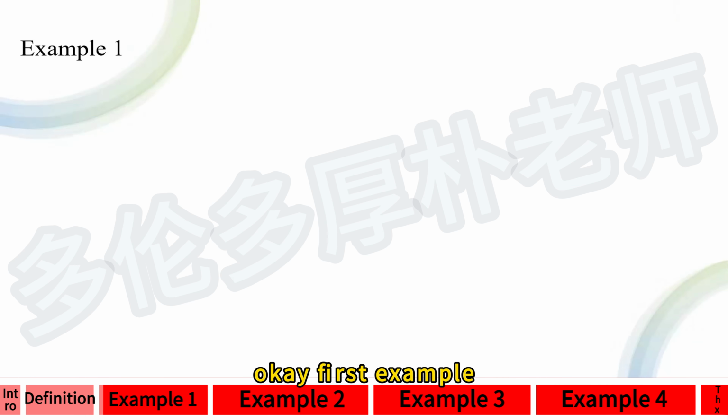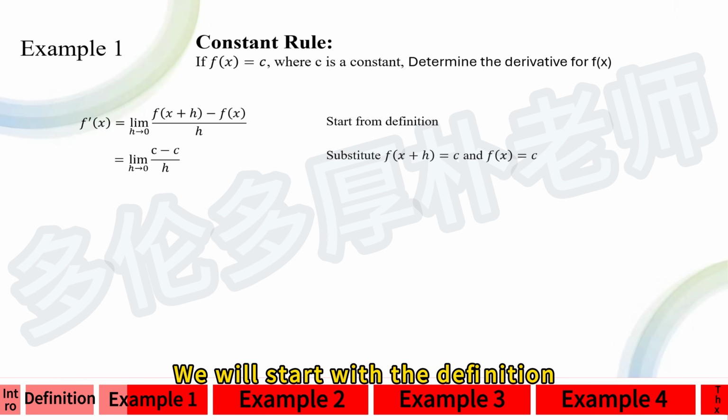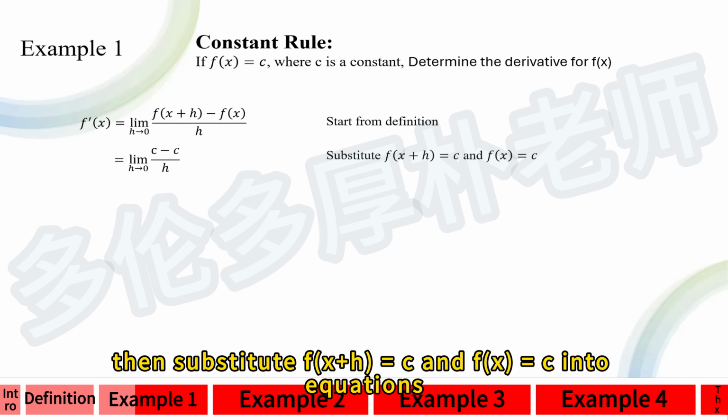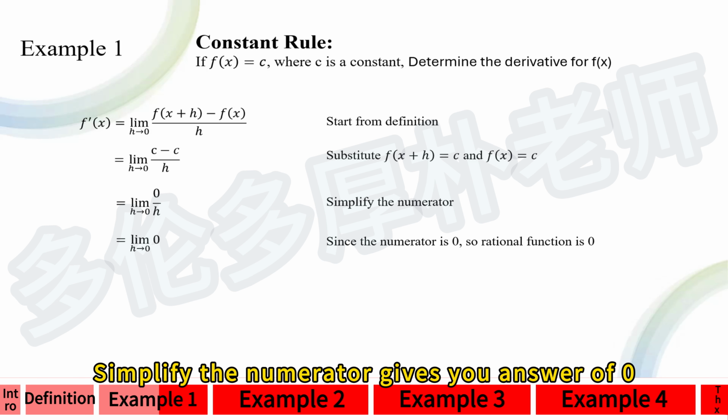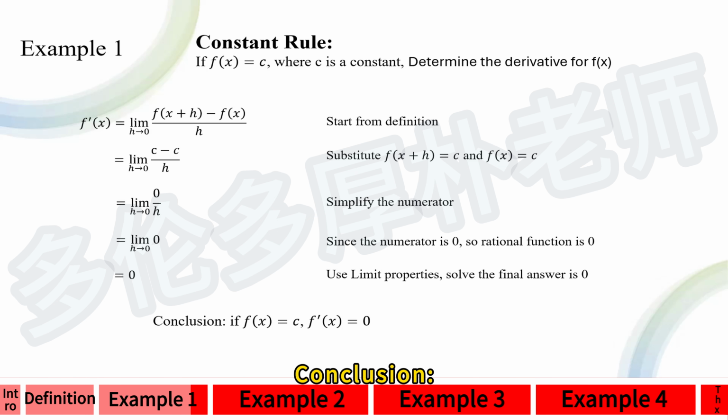Okay, first example, constant rules. If f(x) is a constant, determine its derivative. We will start with the definition, then substitute f(x+h) is c, and f(x) is c into the equation. Simplify the numerator, which gives you the answer of 0. Use the limit properties, the final answer of f'(x) is 0. Conclusion, if the function f(x) is c, then its derivative is 0.